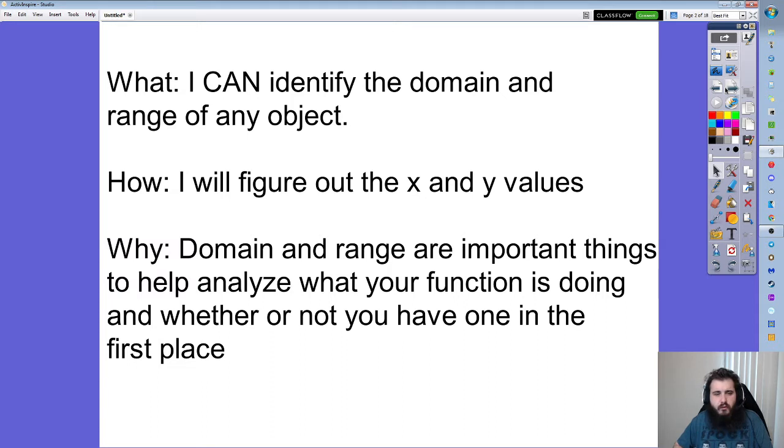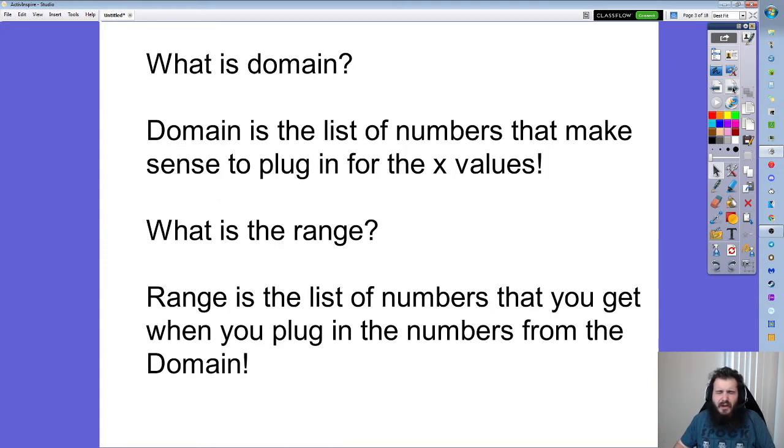So how are we going to do this? We're just going to figure out what are the x values and what are the y values. Why are we going to do this? Domain and range are super important. They help us understand the structure of functions, and they help us understand what's actually going on in the thing that we're working with. So let's go ahead and begin and talk about what actually these things represent.